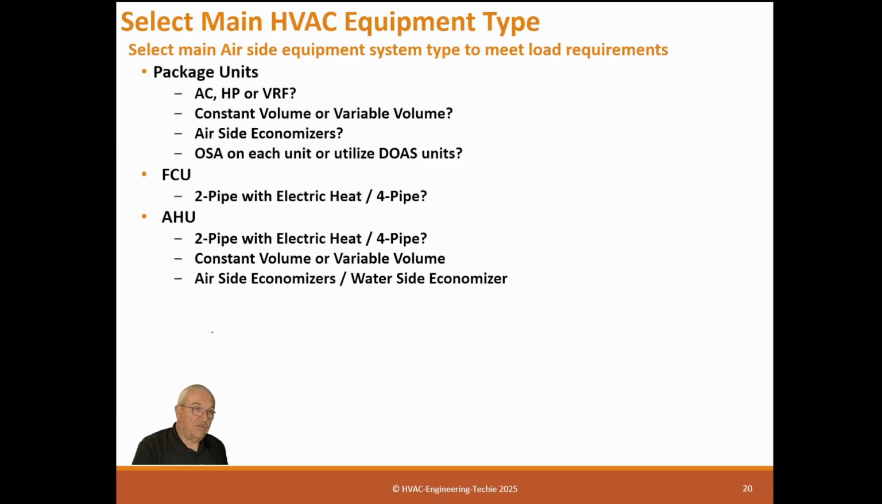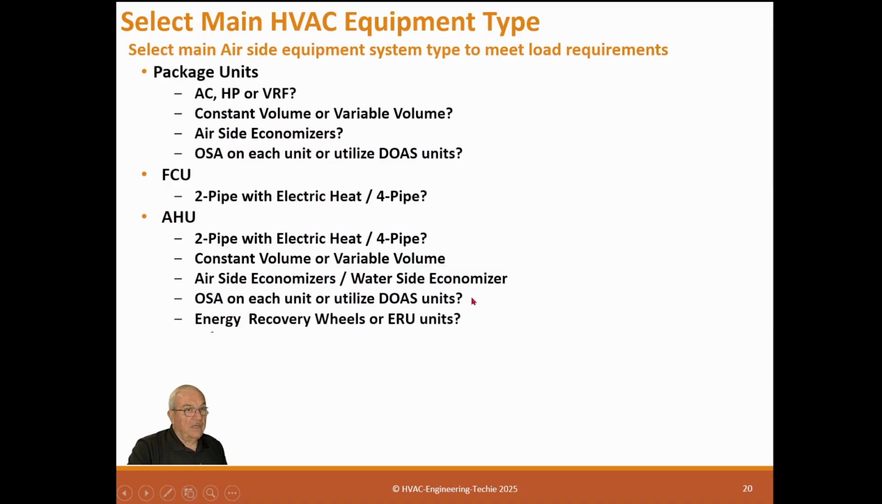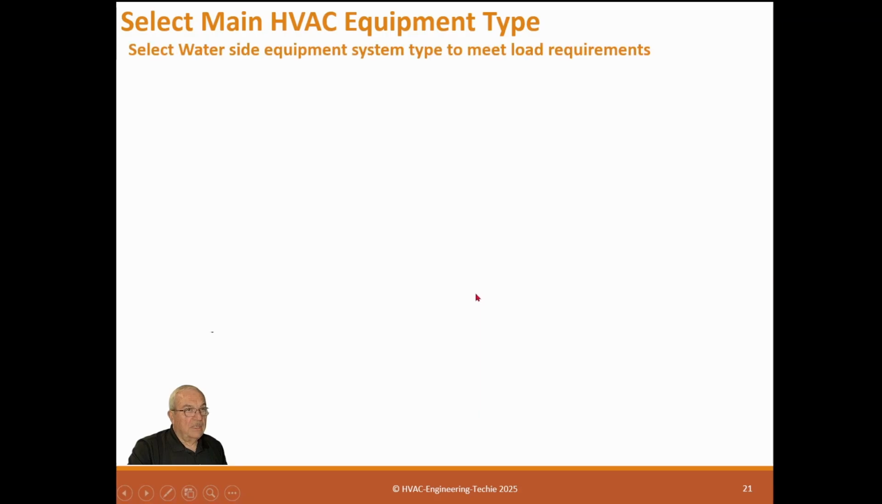That's a decision. If you have 40 air handling units, the cost of putting economizers on 40 air handling units is way more than putting a water side economizer in the central plant. Same function. As a matter of fact, unless you're in a real humid area, a water side economizer will give you more run hours than an air side economizer. But that's in a moderate to dry ambient. Outside air on each unit or utilize DOAS units again. Energy recovery wheels or ERU units.